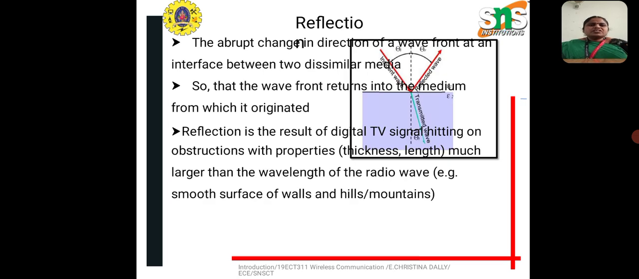So, reflection. What do we mean by reflection? Reflection is an abrupt change in the direction of a wave at an interface between two dissimilar media, where the wavefront returns into the medium from which it originated. Reflection is the result of a signal impinging on an obstruction whose dimensions are larger than the wavelength of the radio wave.